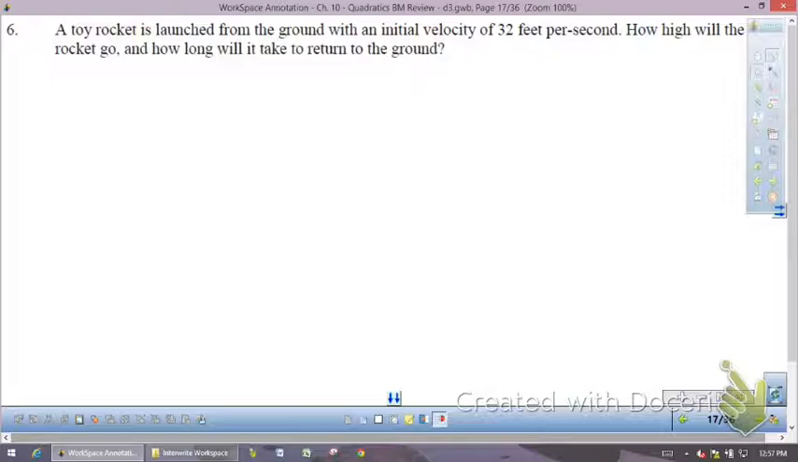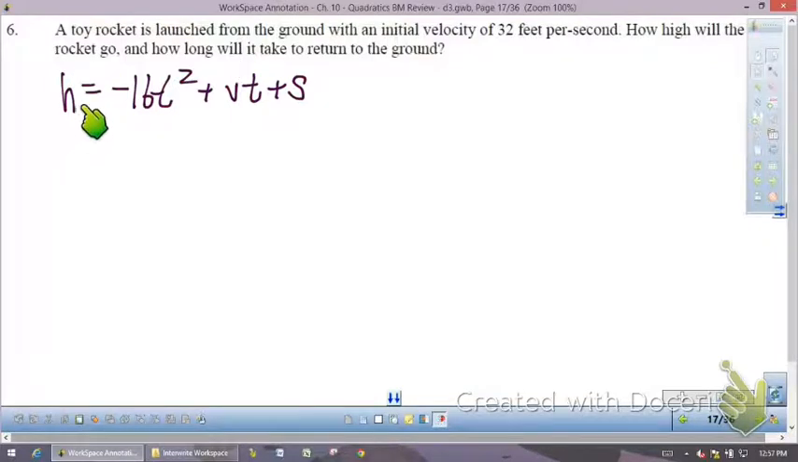So actually this is pretty good. Maybe we'll do the whole thing. Alright, so once again we're using the same formula. H equals negative 16t squared plus vt plus s. Okay, for the first one, for the maximum height, we don't have an ending height. Okay? So we have to use the opposite b over 2a once again to find the axis of symmetry. Before we do that, let's go ahead and fill in the formula.